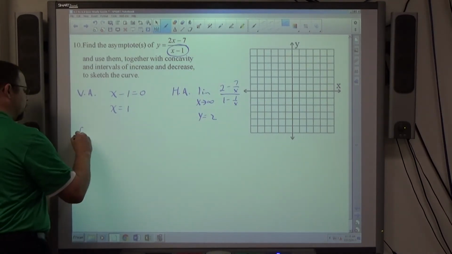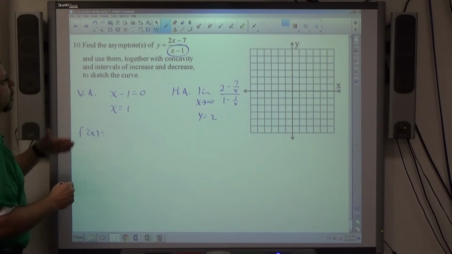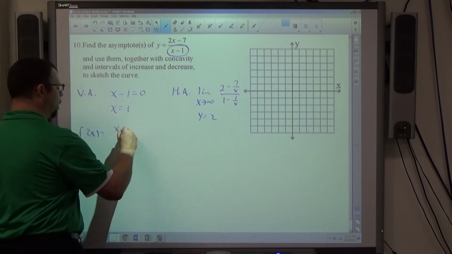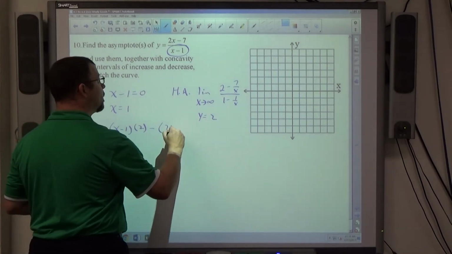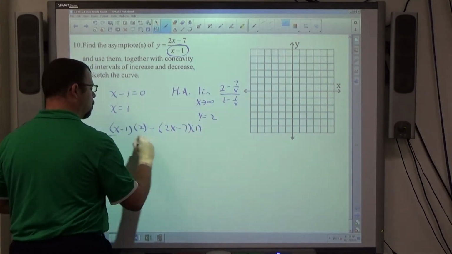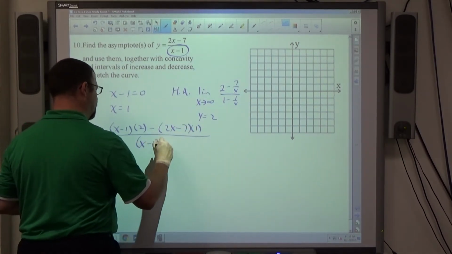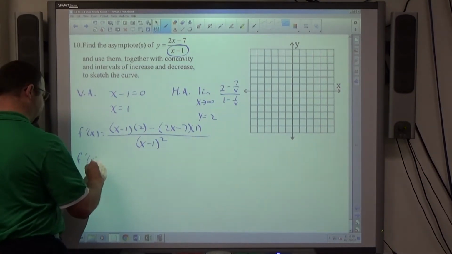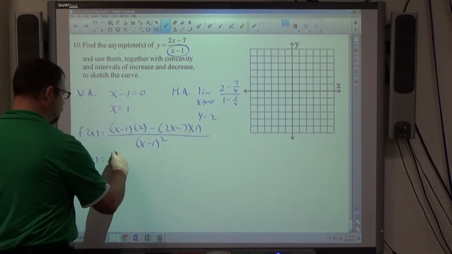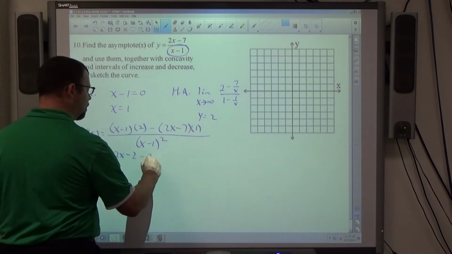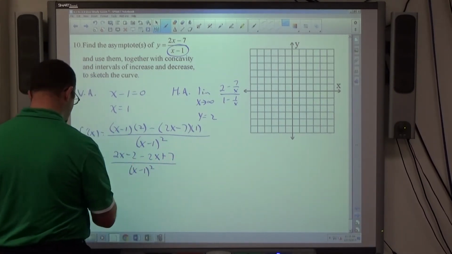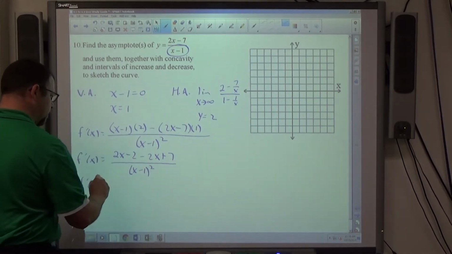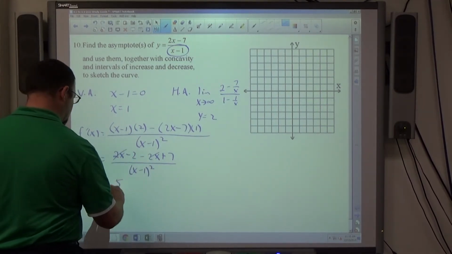Next thing, the first derivative. If I do low d high, I'm going to get x minus 1 times 2. If I do high d low, I'm going to get minus 2x minus 7 times 1 over the square of what's below, x minus 1, the quantity squared. That gets me 2x minus 2 minus 2x plus 7 all over x minus 1, the quantity squared, which is 5 over x minus 1 squared.